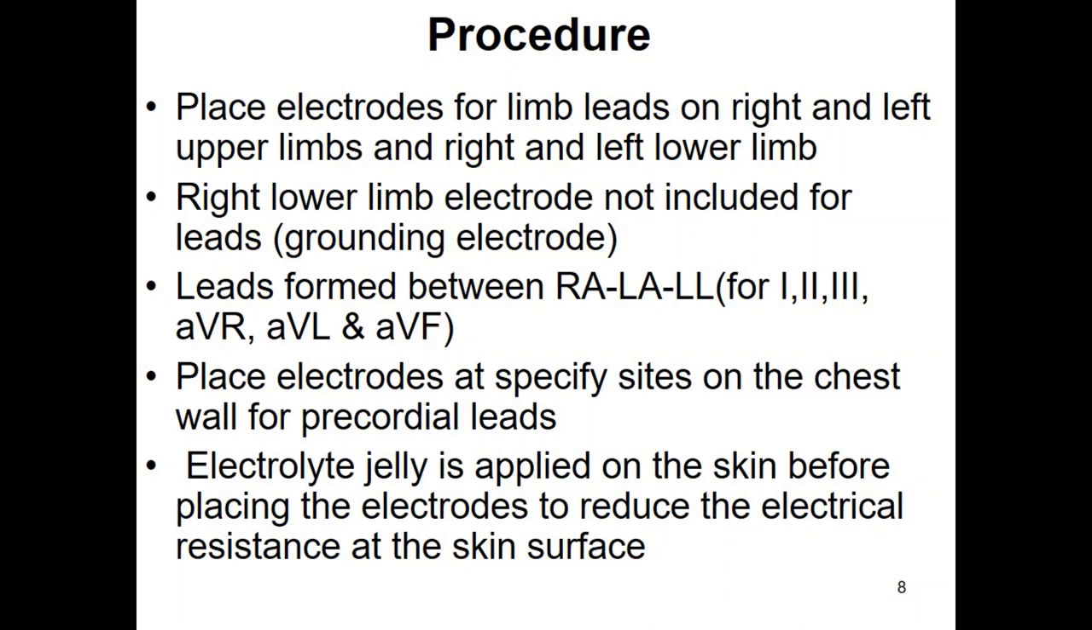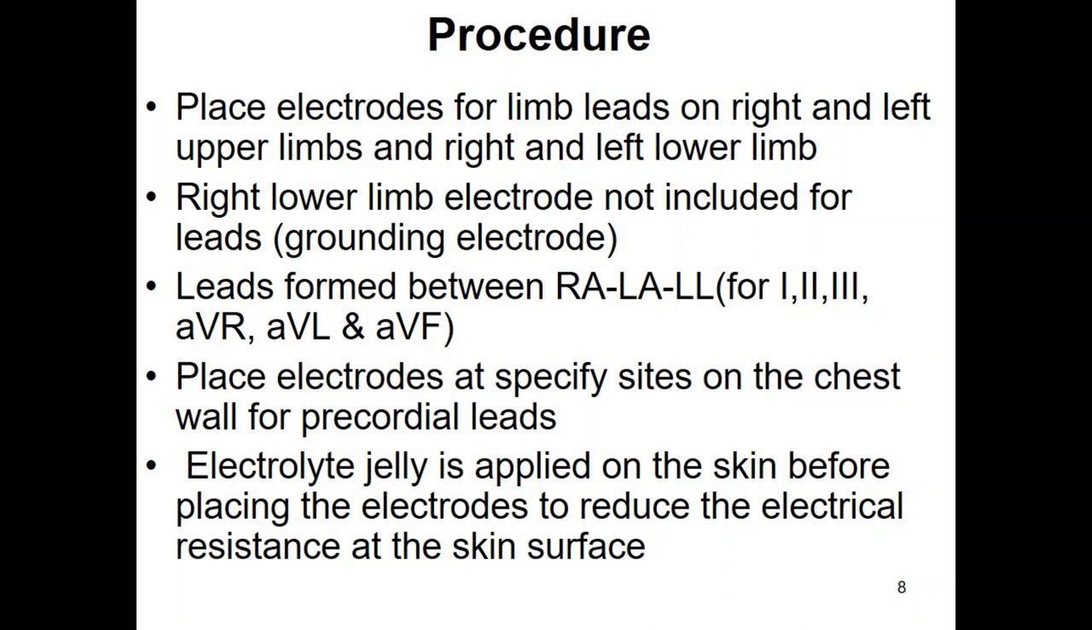For the precordial or chest leads, there are some specific sites on the anterior chest wall where you have to place V1, V2, V3, V4, V5, V6 horizontally. So the chest leads are on a horizontal plane, whereas limb leads are on a frontal plane. So these leads literally look at the heart and pick up the electrical activity.